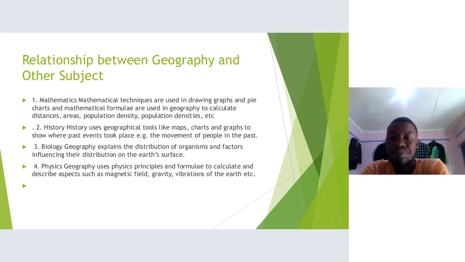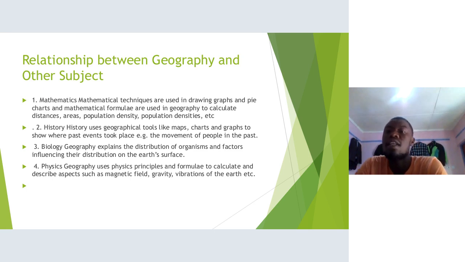Number three is biology. Geography explains the distribution of organisms and factors influencing the distribution of life on the surface. We know that geography deals with the interrelationship between human and its activities, while biology, on the other hand, is the study of life. And what is life? It is the human being and nature. Human existence brings the relationship between one community and another. Now that's how they borrow ideas.